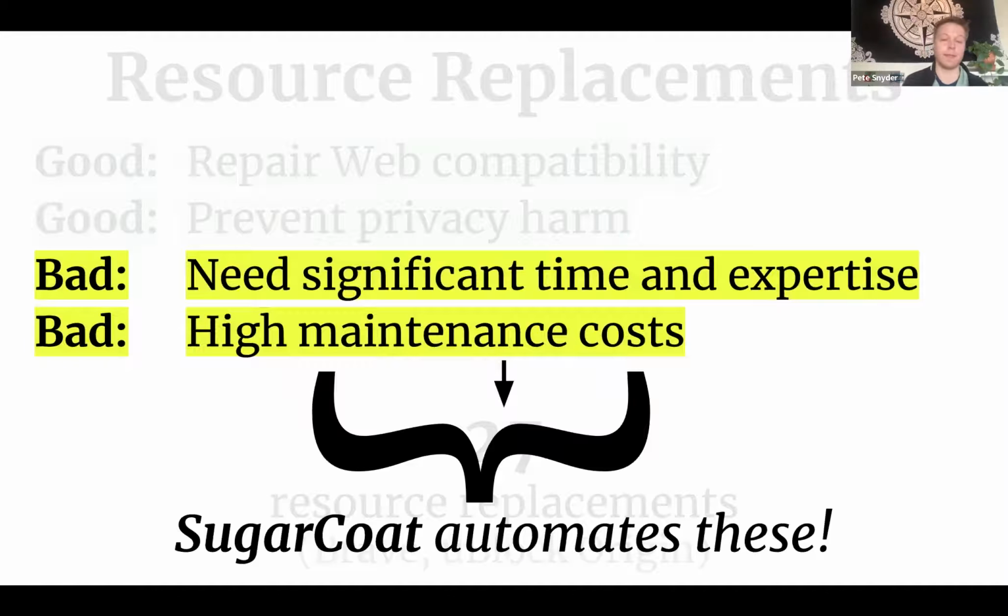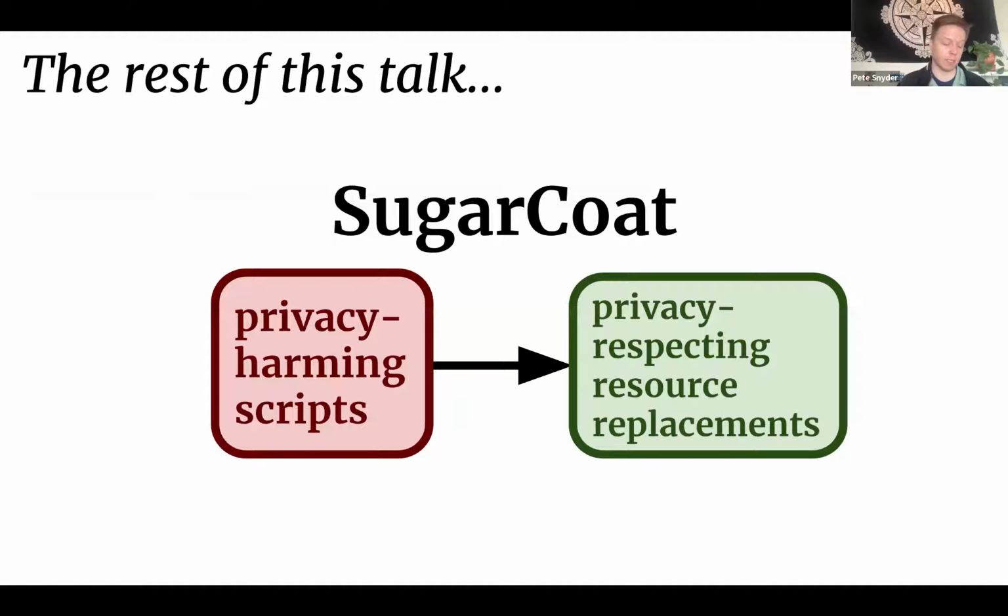But this kind of points towards a way forward. We want the ease of deployment of exception rules, but the privacy benefits of these resource replacements. And so maybe we can automate this. This is the intuition that SugarCoat is building from. How can we automate the generation of these privacy preserving resource replacements? That's what I'll talk about in the rest of this talk: how do we do that, and how do we know if we're doing it well?